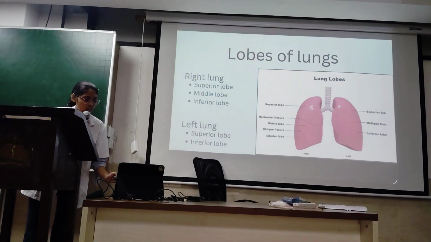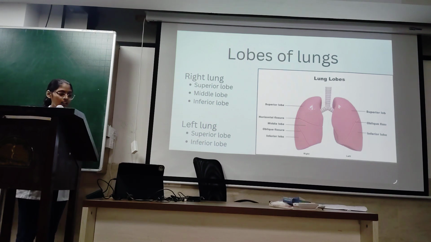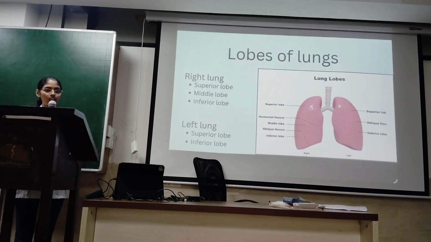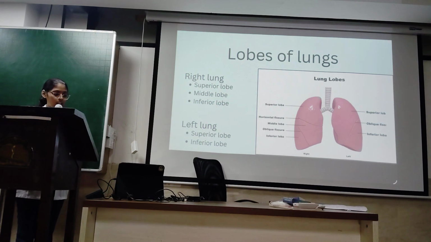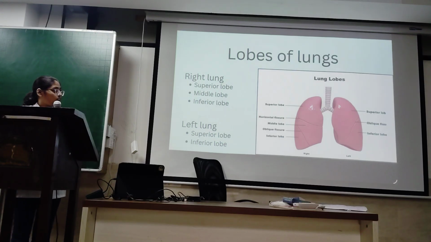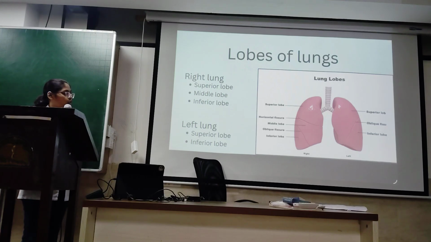Now the lobes of the lungs. So the right lung has 2 fissures, so it divides the lung into 3 different lobes. These lobes are the superior lobe, middle lobe and inferior lobe. And the left lung has 1 fissure, so it divides the left lung into 2 lobes. These are the superior lobe and inferior lobe. So as we can see in this diagram, we can see the right lung and the left lung. So 3 lobes can be visible in the right lung and 2 lobes can be visible in the left lung.